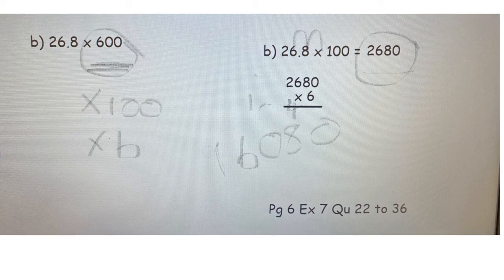Okay, so there's some of these to practice. You've already done the first part of this exercise from the blue numeracy booklet, the first one. So what I want you to do is find page 6, exercise 7, and start on question 22. So 22 to 36 is practicing these types of questions.